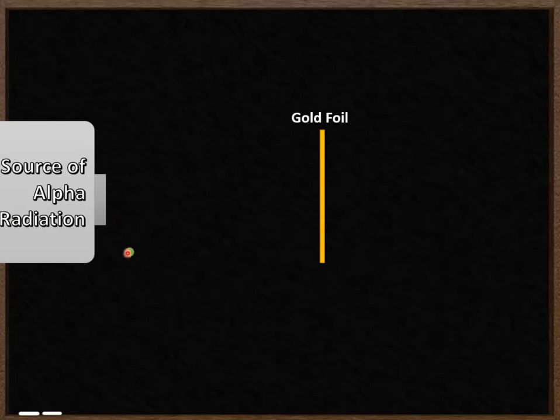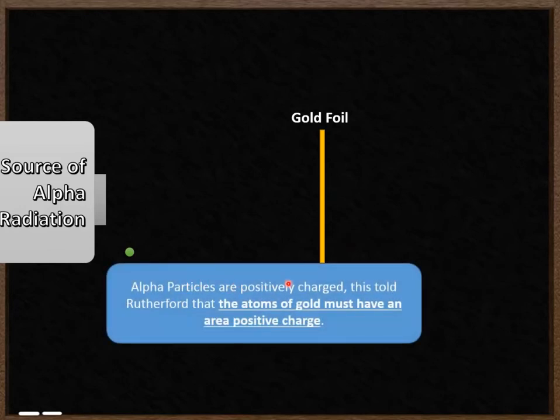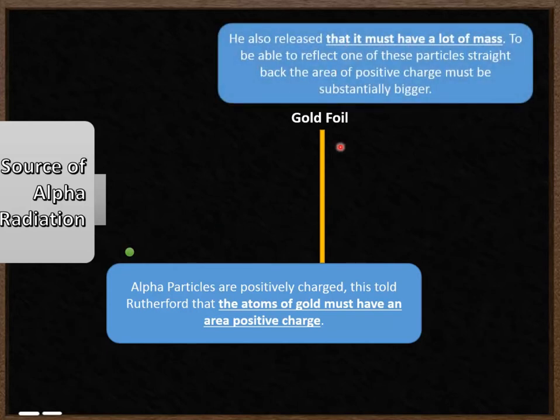This particle here was reflected away from the gold foil. It was repelled by it. Alpha particles are positively charged. That told Rutherford that the atoms inside the gold must also have an area of positive charge. Remember that two areas of positive charge repel. If the alpha particle was negative, it would have been attracted to and stayed inside the gold foil. This also told Rutherford that the inside, that area of positive charge, must have a lot of mass. To be able to reflect one of these particles straight back, that area must have had a significantly bigger mass than the alpha particle, so quite a large mass.